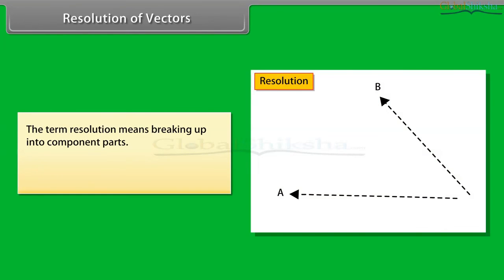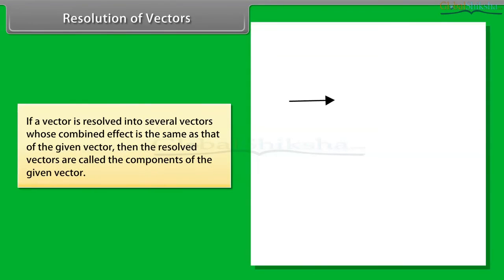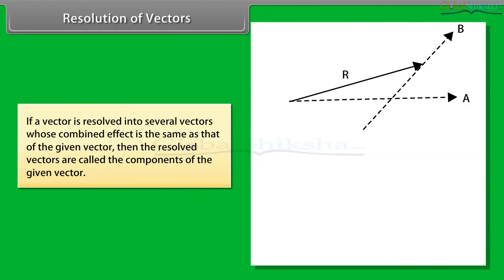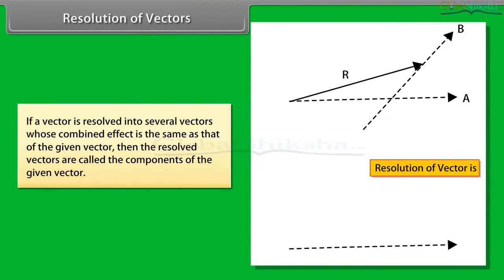Resolution of vectors. The term resolution means breaking up into component parts. The process of resolution is opposite to vector addition. Now, what are the components? If a vector is resolved into several vectors whose combined effect is the same as that of the given vector, then the resolved vectors are called the components of the given vector.